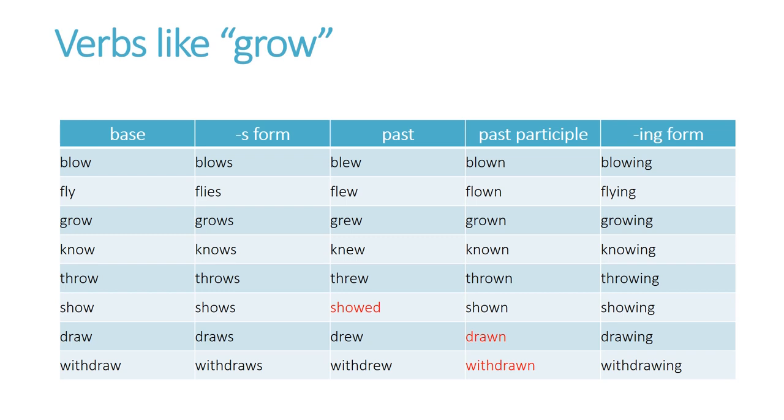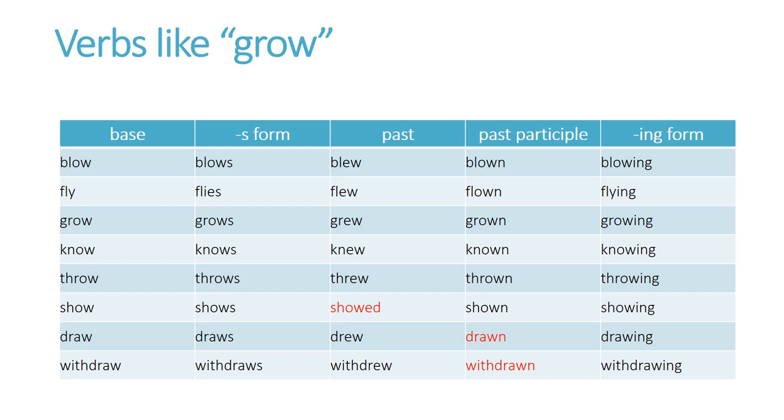end with A-W-N. And that's basically because in the original base form, you already have an A-W. But it follows the same pattern in the past. Draw, drew, drawn. Withdraw, withdrew, withdrawn.